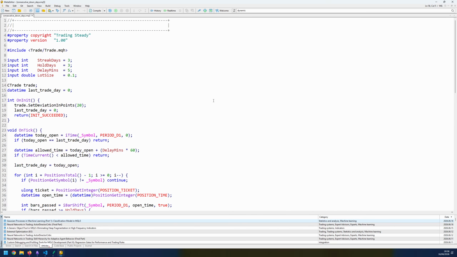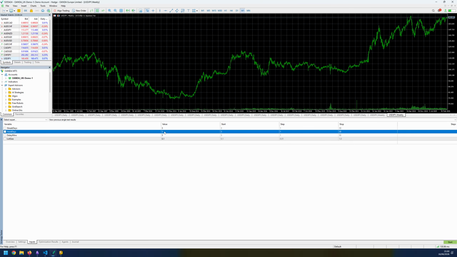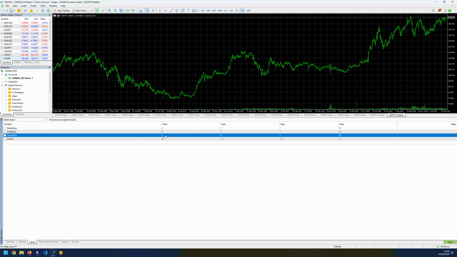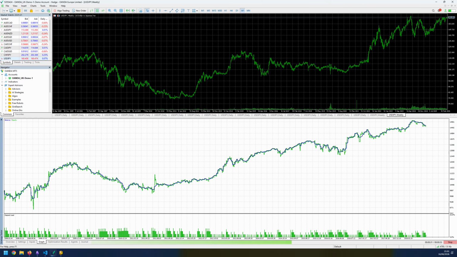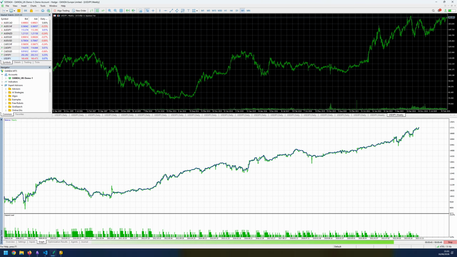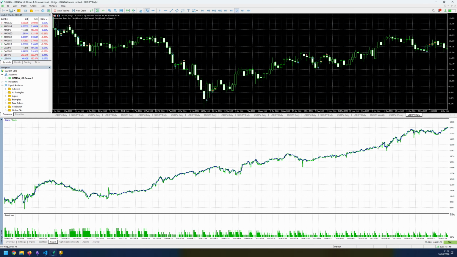So for a more accurate backtest, I created an expert advisor in MetaTrader. In the settings, I'm going to use 3 for the streak, which is the number of consecutive red candles, and then 3 for the hold days, for how many days I'm going to hold the trade. I also add a delay of 5 minutes to my entry. So this means that I don't trade exactly at the open, I actually trade 5 minutes afterwards, which makes this a little bit more realistic. I'll then run a backtest, and this will show me how the MetaTrader system will compare to the result that I got in Python. And I get a very similar result, which confirms the work that I did in Python.